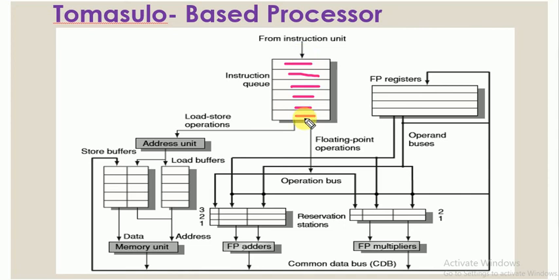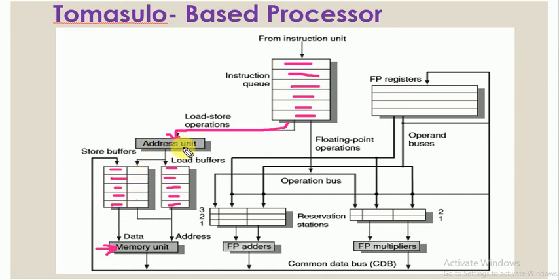The different instructions are waiting. Some instructions are load or store operations. It will take the address unit, which will calculate the effective address. Then there will be load buffers, where all the load related data are stored. Then these are the store buffers. Whatever data is to be stored into memory is placed in this buffer. Then loaded data are stored in this buffer, and we have a memory unit for doing all these operations.